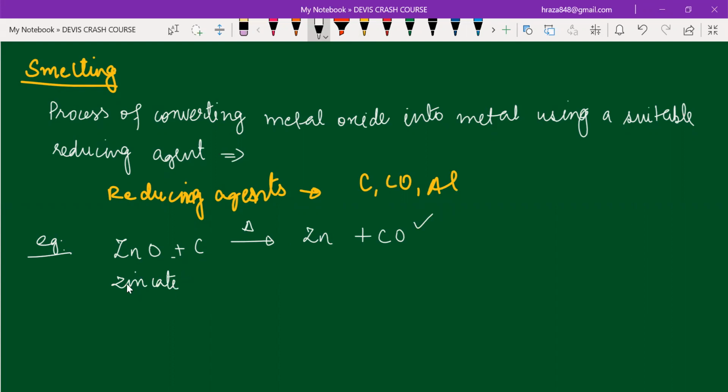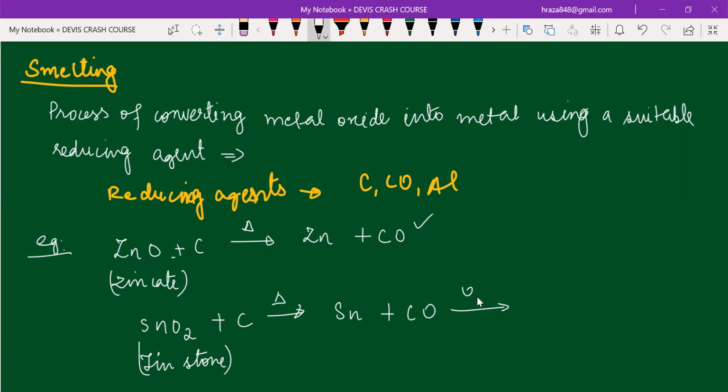And if you react SnO2 with carbon again, what will happen? This is basically tin stone, the ore has the name tin stone. It will be converted into Sn plus CO. And if it senses any oxygen there, it will convert it into CO2. So basically, smelting is a process in which we convert metal oxide into metal by using some suitable reducing agent. Okay? So can I change the slide?